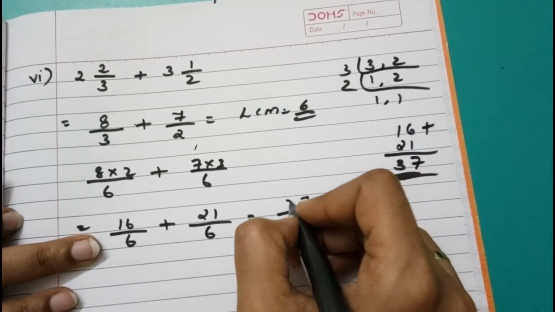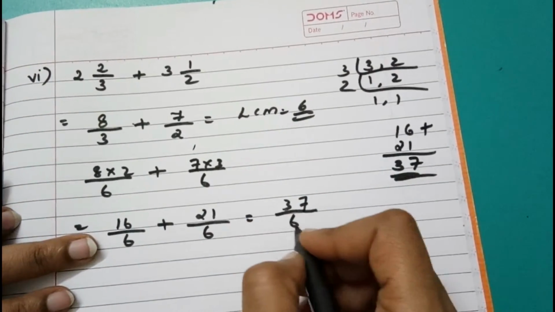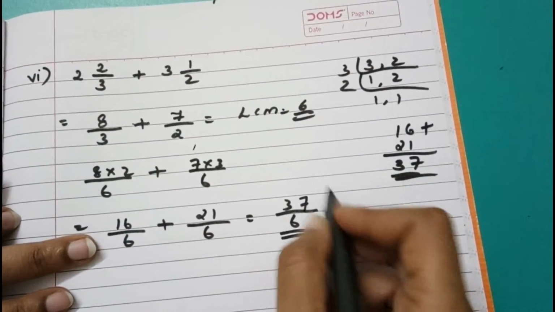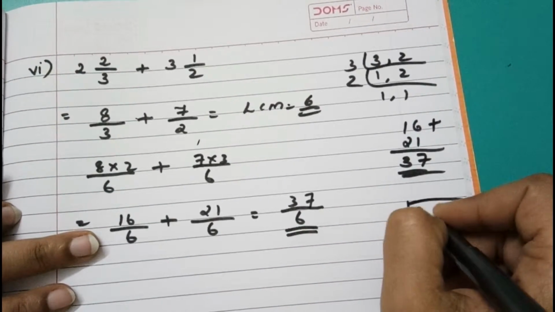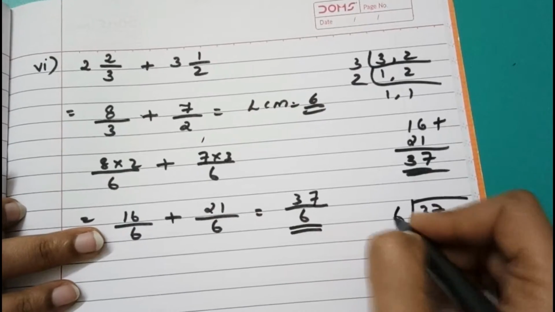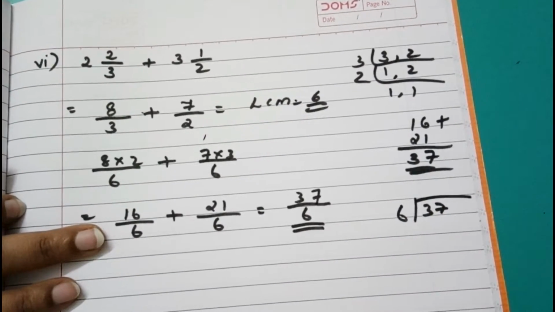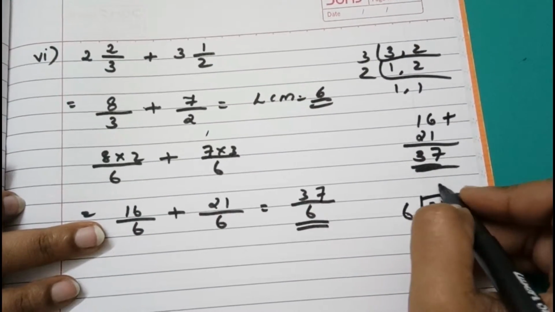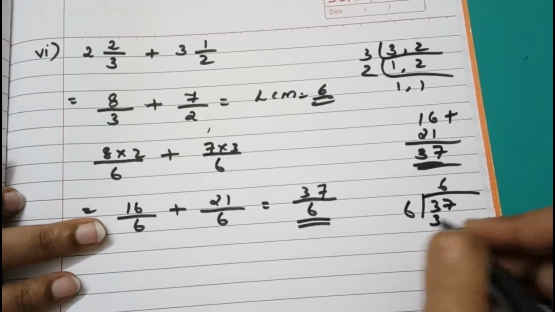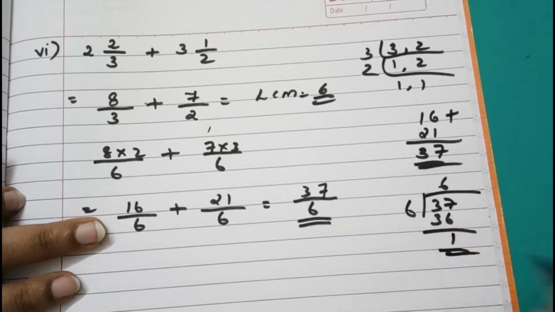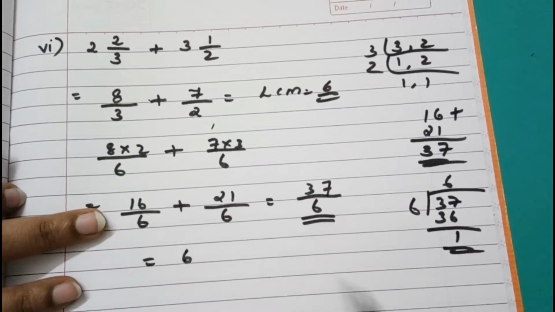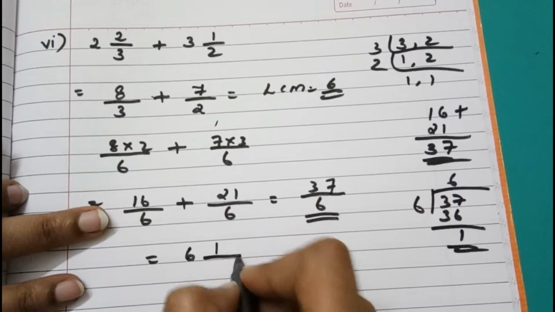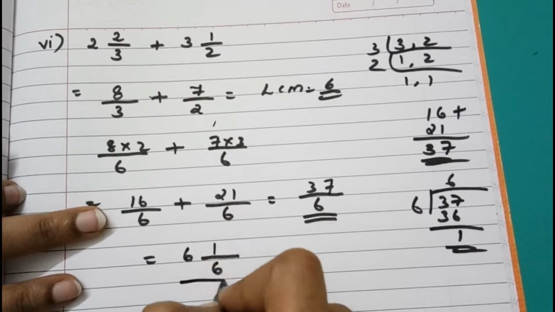So answer here is 37 by 6. Now since this 37 by 6 is an improper fraction, we need to convert it into mixed fraction. So 37 by 6. 6 will go in 37 how many times? 6 times. 36. 37 minus 36 is 1. So what will be the answer here? 6 1 by 6. Okay.